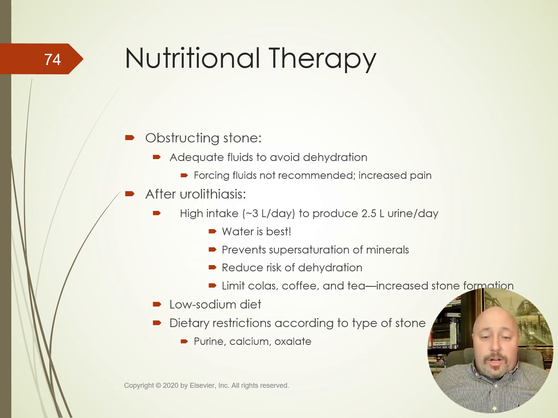In the case of obstructing stones, we want to provide adequate fluids to avoid dehydration, as well as forcing fluids is not recommended as it could increase the pain. After a urolithiasis, we want high intake to produce 2.5 liters of urine a day. Water's the best. It prevents that supersaturation of minerals. It also works to reduce the risk of dehydration. Remind the patient to limit colas, coffee, and tea as they could increase stone formation.